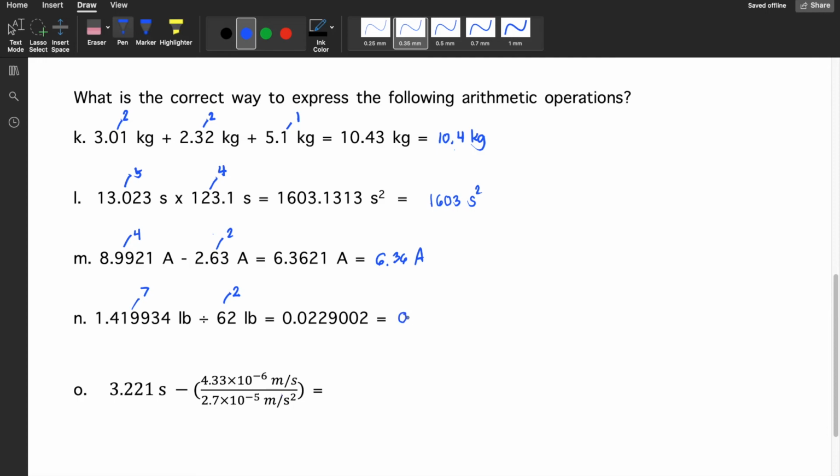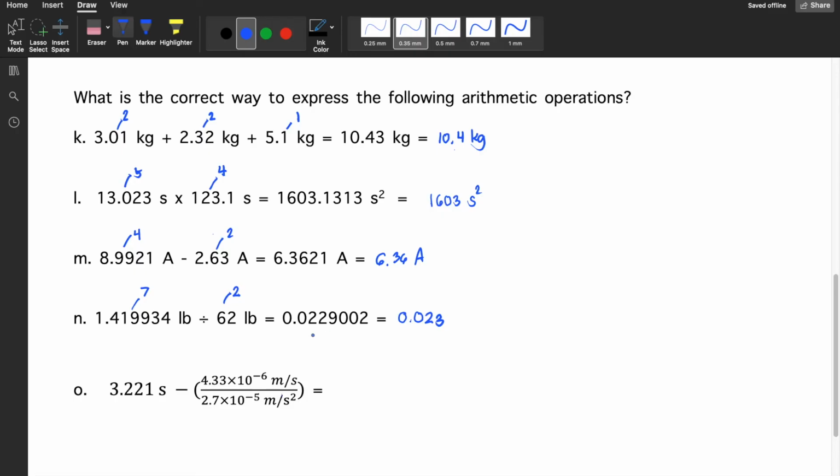So 0.023. There's no unit since it's being divided, so the units cancel out. At the same time, these two zeros here are not significant. And you'll have 0.023 since you have to round this off, since the adjacent digit to 2 is 9.